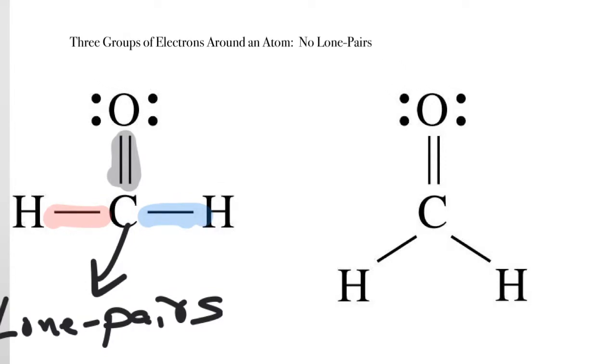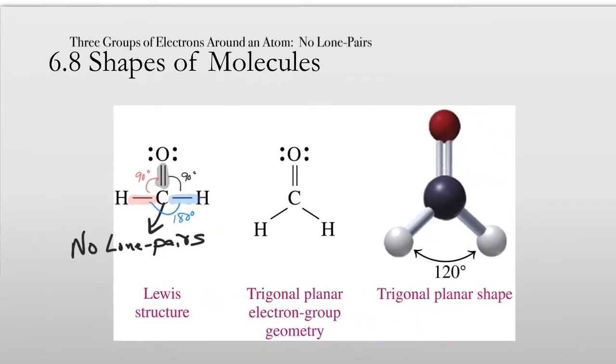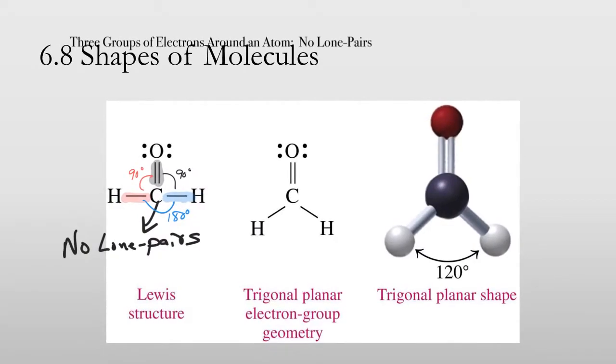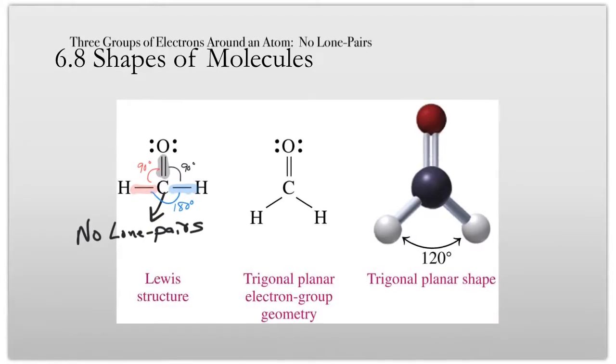The angles are going to be 90 degrees, 90 degrees, and 180 degrees. So they're all different. It lacks symmetry, and this is why this is not the shape of this molecule, which is formaldehyde. Let me get it there. All right.